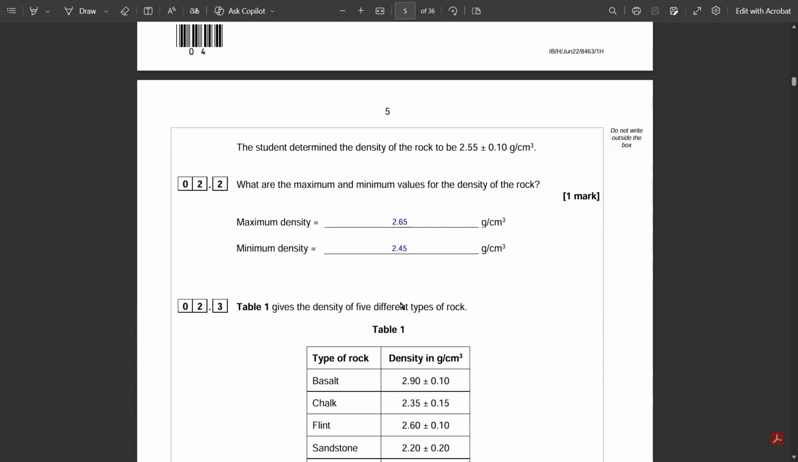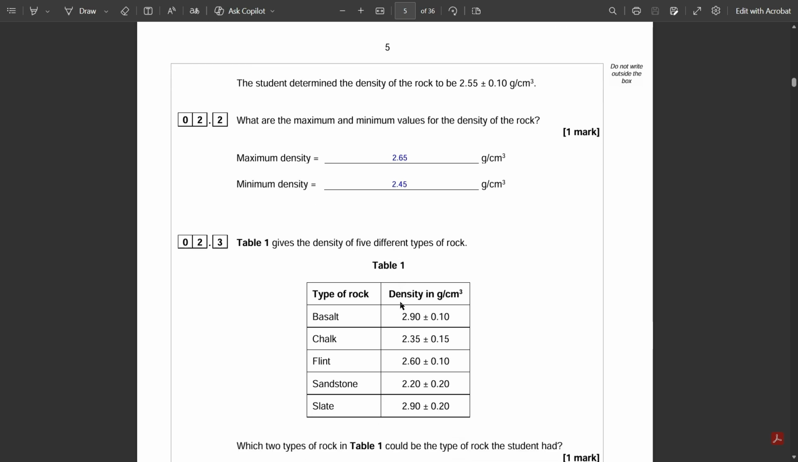And then the student determined the density of the rock to be 2.55 plus or minus 0.1 grams per centimeter cubed, and we're asked to work out the maximum and minimum values for the density of the rock. Well, the maximum density is 2.65 grams per centimeter cubed, and the minimum density is 2.45 grams per centimeter cubed.